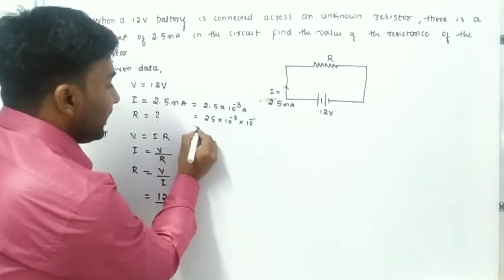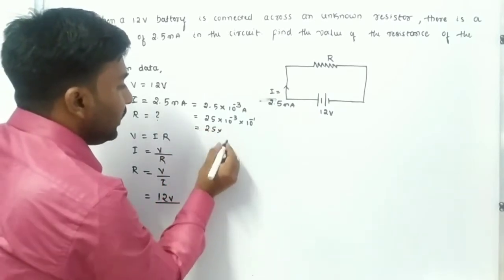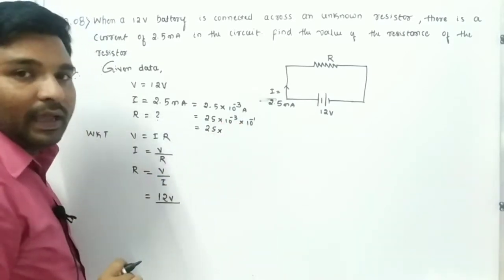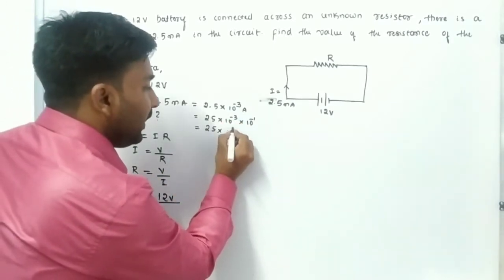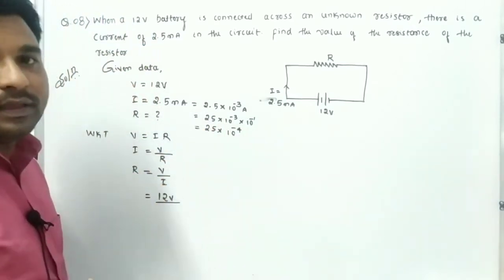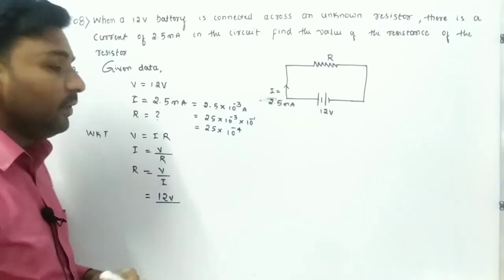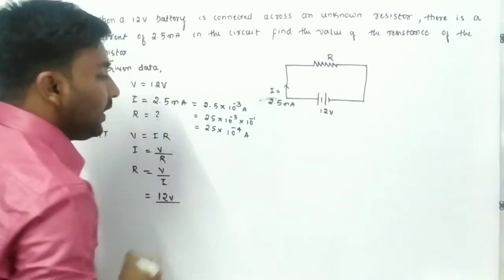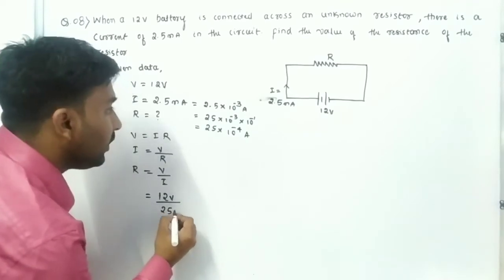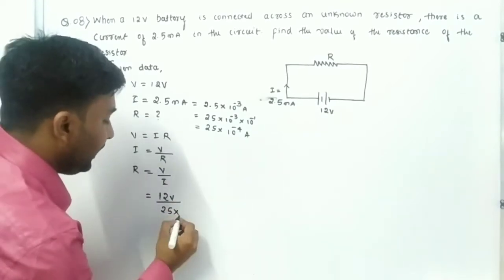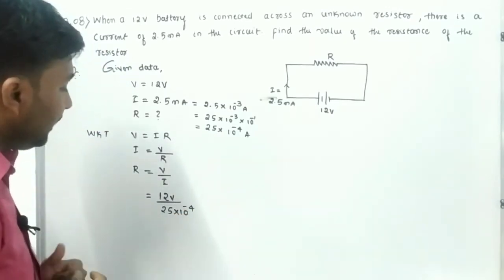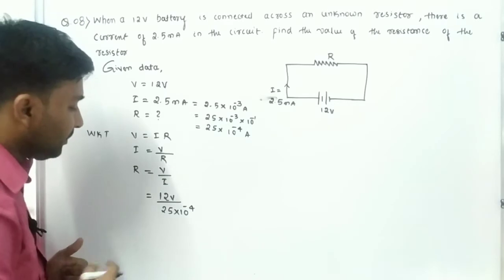Now this can be written as 25 into, when the bases are the same, indices must be added, so 10 raised to minus 4. Minus 3 plus minus 1 is equal to minus 4 ampere. Now put the value. It is 25 into 10 raised to minus 4. Now simplify this.